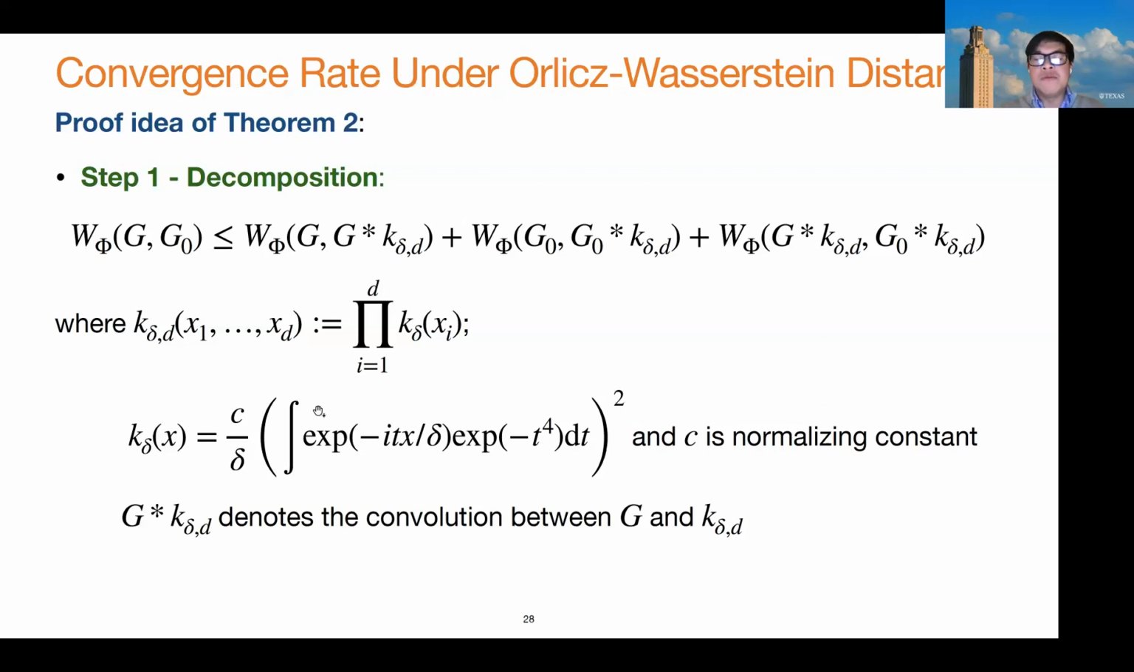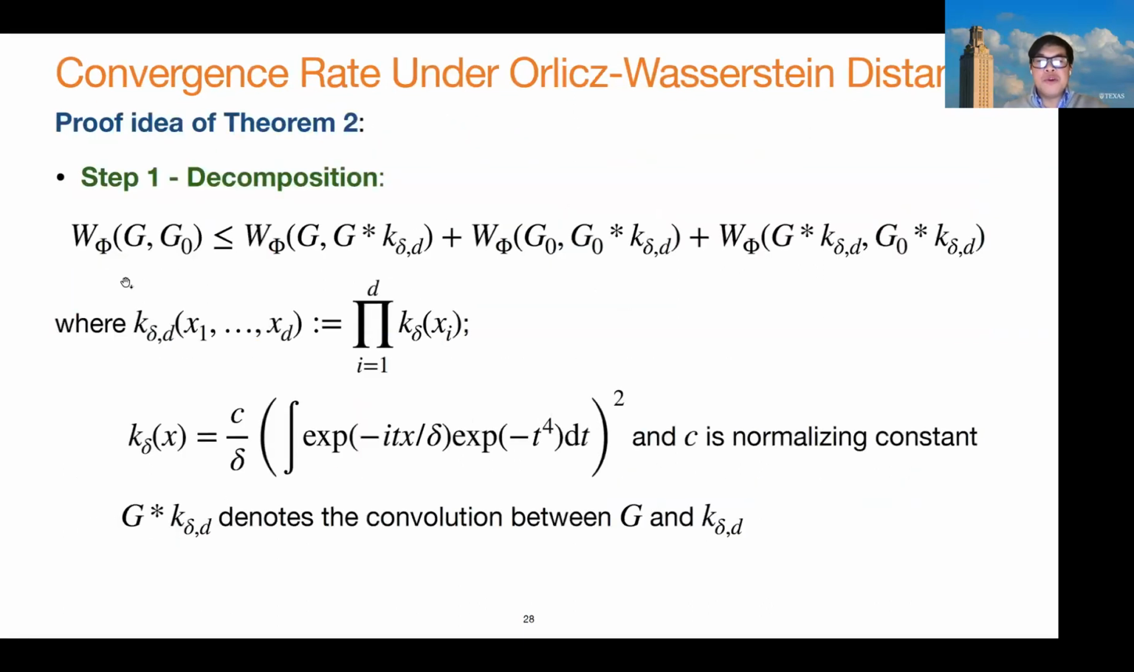And how can we get this form? I'm going to explain in the next slide, okay? Basically now we try to make convolution of the mixing measure with some kernel K delta D, right? And regroup into three terms. And we try to control the three terms, and then we can go back to the bound for the Orlicz Wasserstein metric.